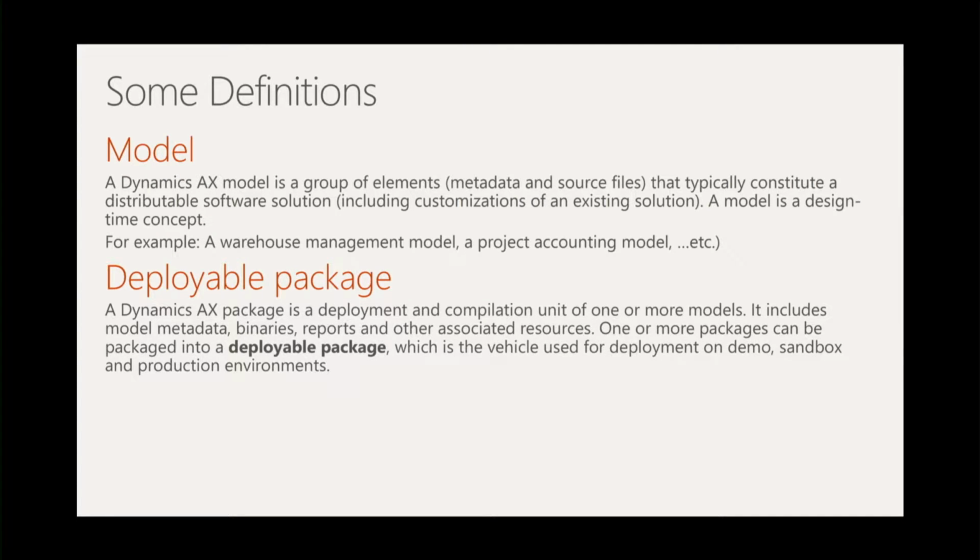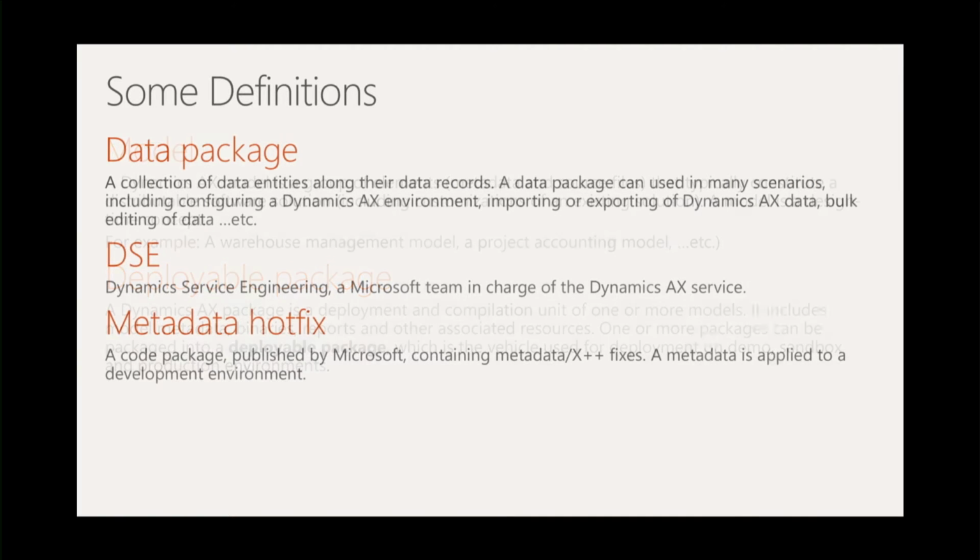On the other hand, a deployable package is a compiled binary of one or more models. It is the distributable unit when you are deploying to cloud runtime environments like sandbox and production. Typically, deployable packages do not contain source code. They only contain the binaries and all the additional resources, like third-party DLLs, reports, and so on, that your model needs at runtime.